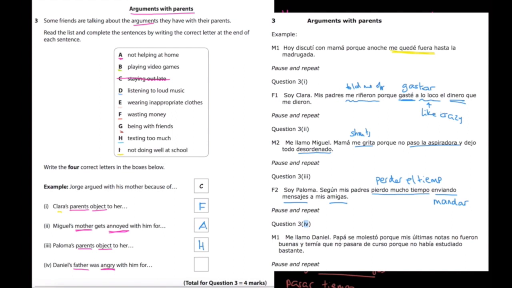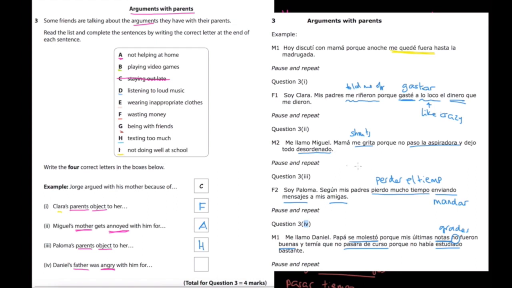And finally, Daniel's father. What's the problem? Me llamo Daniel. Papá se molestó. So he got annoyed porque mis últimas notas, grades, remember, sacar notas, no fueron buenas. And notice here you've got a little distractor, okay? Because you may hear buenas, but what's the problem? No fueron buenas. They weren't good. Y temía que no pasara de curso. Pasar de curso is to advance a year. In Spain, you can repeat a year if you haven't passed enough subjects, okay? Porque no había estudiado bastante, because I hadn't studied enough.